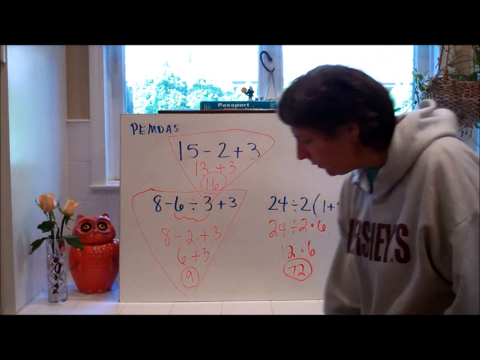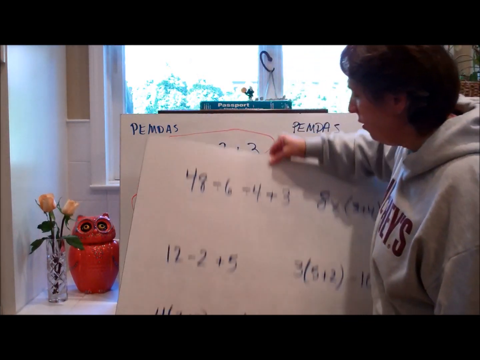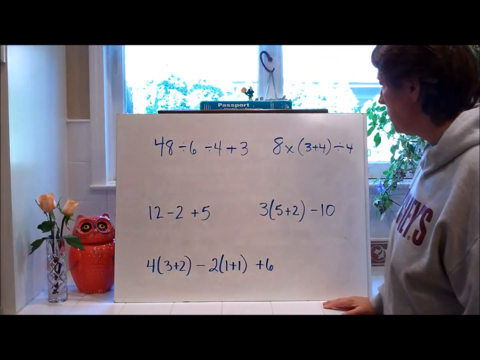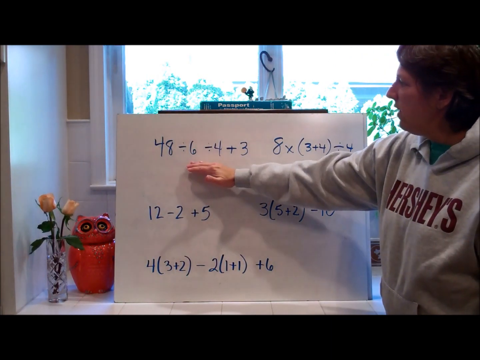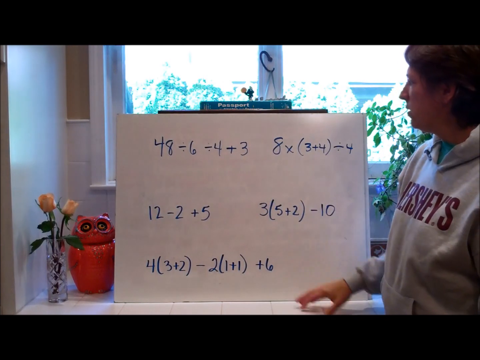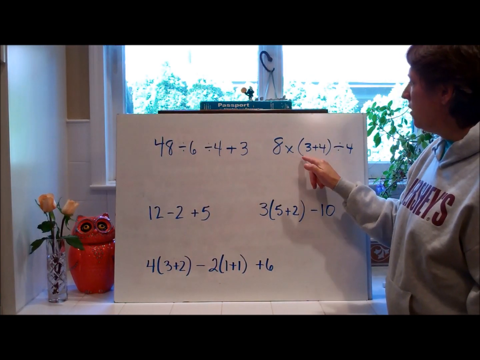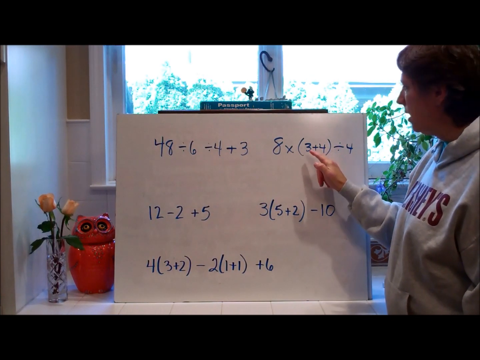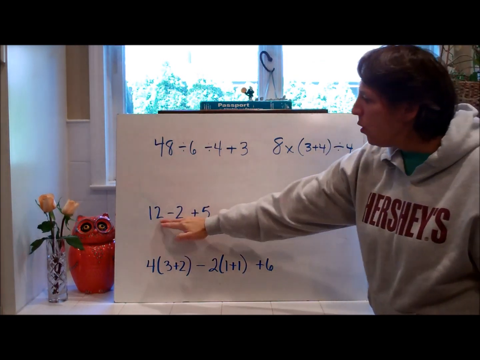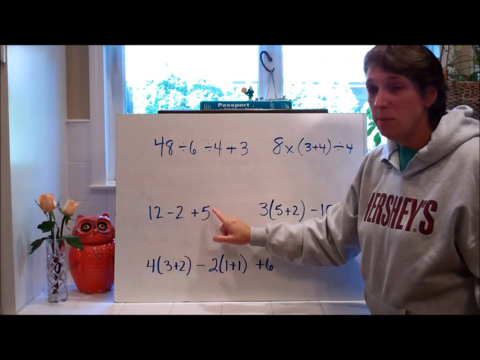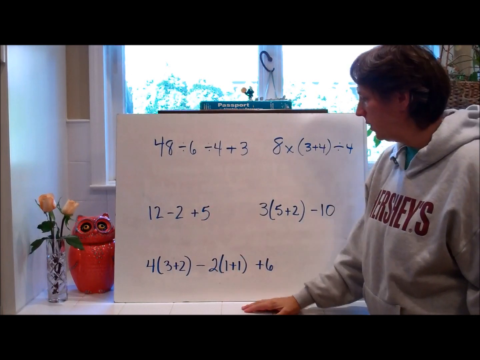Okay? Now I want you to pause the video, and I want you to do these problems. Write these down and follow PEMDAS. 48 divided by 6 divided by 4 plus 3. 8 times the quantity, that means parentheses, 3 plus 4 divided by 4. That's a 4. 12 minus 2 plus 5. Remember the left to right rule.